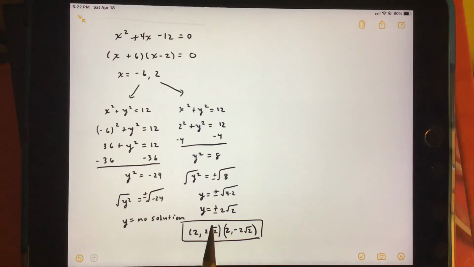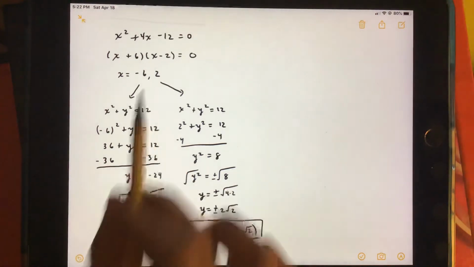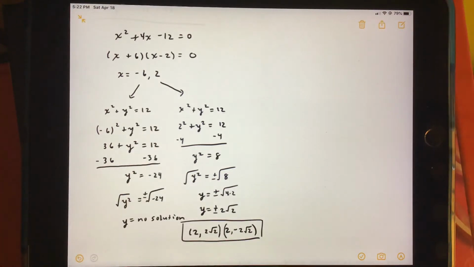And of course, we're getting both a positive and a negative root, so that means that there are 2 possible y values that correspond to this x value of 2. So there's 2 ordered pairs where this system will actually have points of intersection: at 2, 2 root 2 and at 2, negative 2 root 2. So it's the same x coordinate, but there's 2 different y coordinates that correspond to that x coordinate, and so 2 different distinct points of intersection.